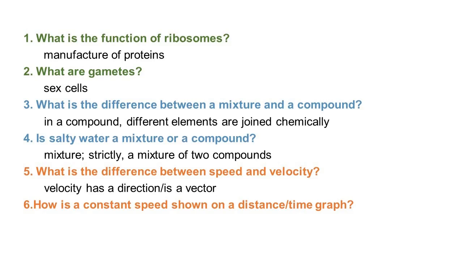And question 6 said, how is a constant speed shown on a distance time graph? Well, a constant speed on a distance time graph would be shown as a straight sloping line. It would have to be sloping because your distance, which is on the y-axis, would always have to be changing if you were traveling at a speed. So the only way you can have a flat horizontal line on a distance time graph is if you weren't moving at all and your speed was 0.